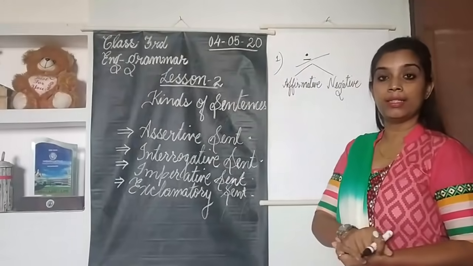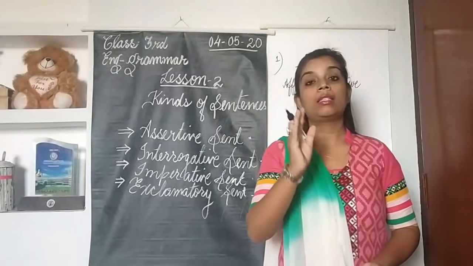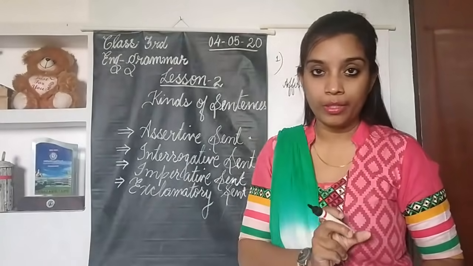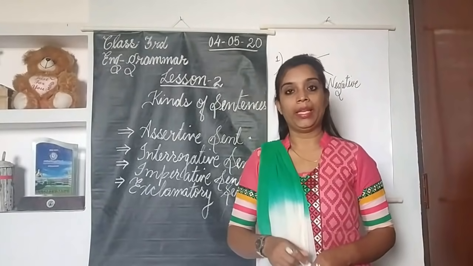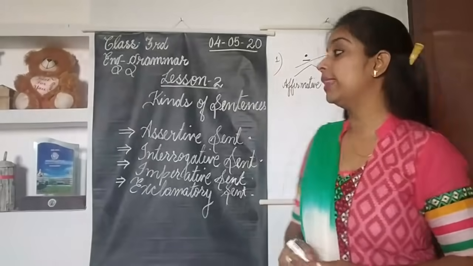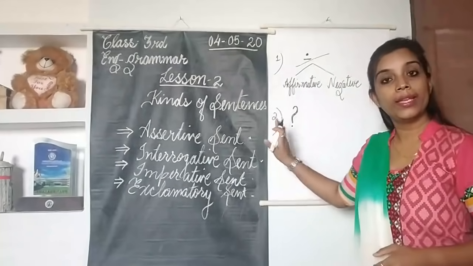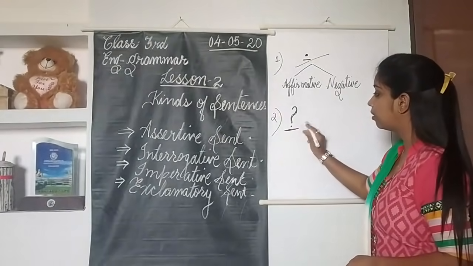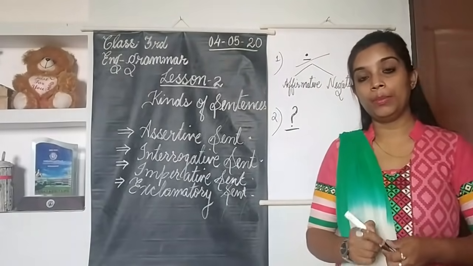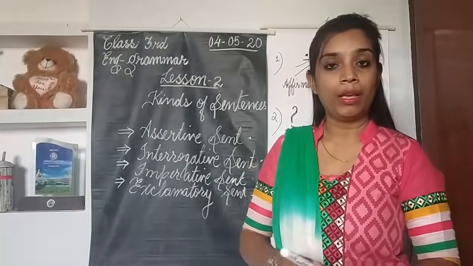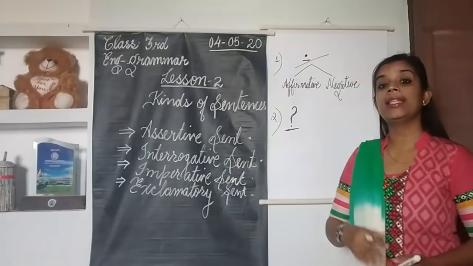Now, interrogative sentences. The second kind of sentence was the interrogative sentence. Interrogative sentences ask about someone or something. They are questions, and they always end with an interrogation mark, which you can see here. It is also known as a question mark. For example, who are you? What are you doing? What is it? So interrogative sentences ask questions.